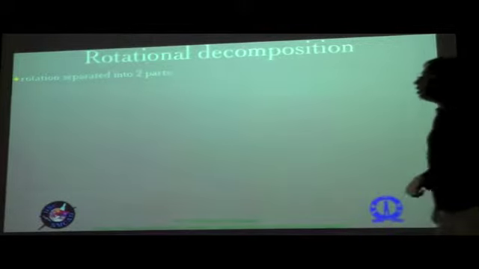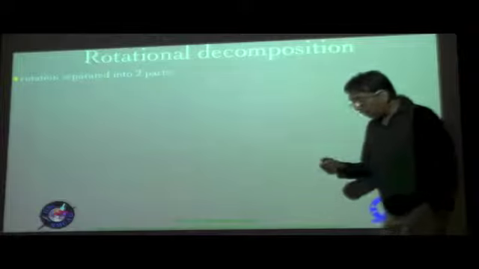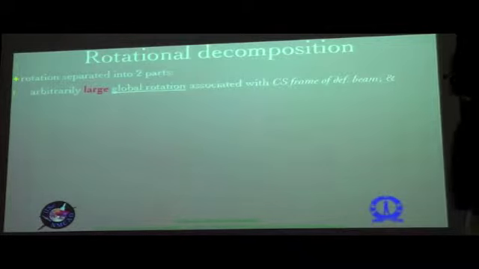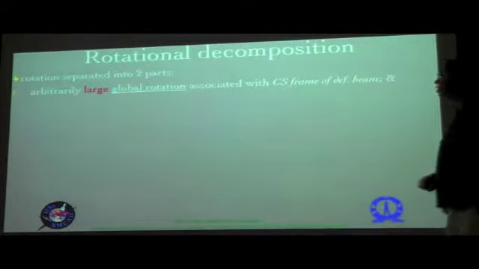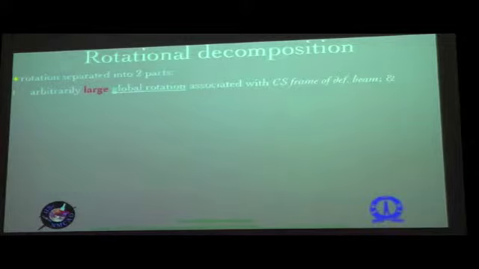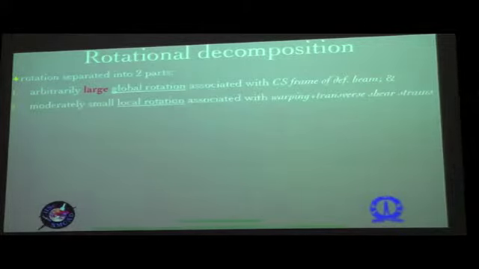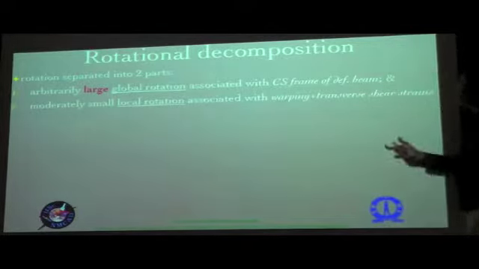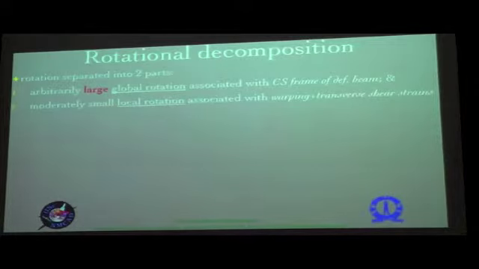So first of all, the rotation we'll express mostly in words over here, eventually bring in the equations. So rotation is separated into two parts. The first is the arbitrarily large global rotation, which is associated with the cross-sectional frame of the deformed beam. And then there's moderately small local rotation, which is associated with the warping and the transverse shear strain.